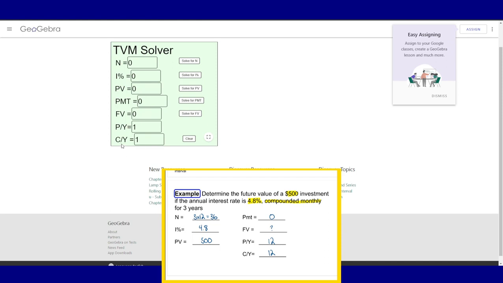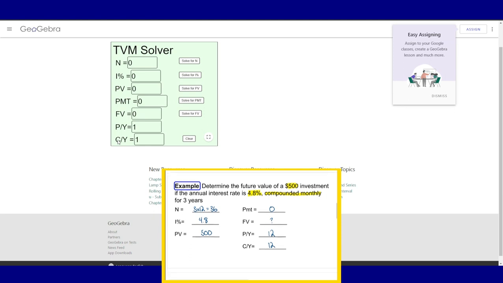In some cases, like we kind of just mentioned in our example, it will automatically assume that whatever the compounding periods are per year, that's what your payments are per year. But in some cases, that may not be the case. It may be different. But now that we have our TVM solver, we can go through, enter in our information. So 36 for N, 4.8 for I, PV is 500, PMT is 0, FV we don't know, so we'll leave it. PY is 12 and CY is 12.